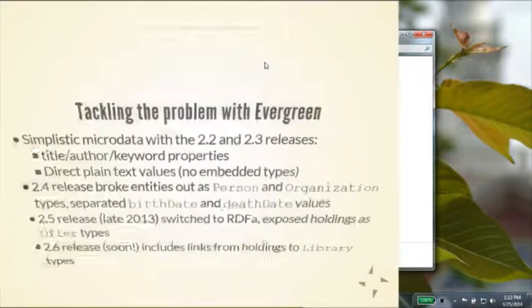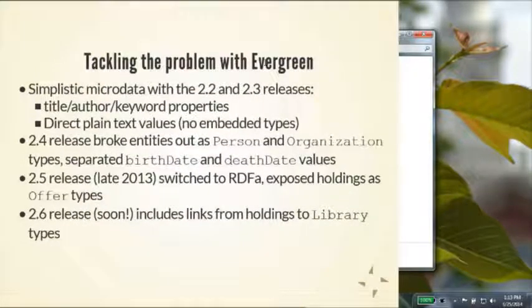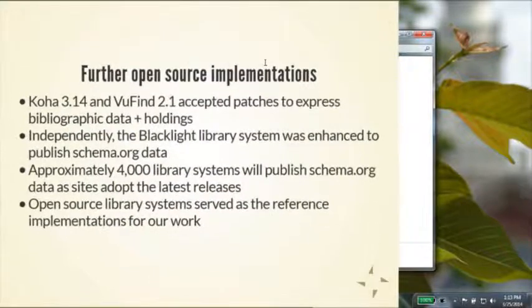So what have we done? With Evergreen, we actually have links from holdings to the library types coming out in 2.6. Koha and VuFind 2.1 already are publishing bibliographic data and holdings. Blacklight has added schema.org support as well. We've got about 4,000 library systems that are going to be publishing schema.org data by default as they upgrade and adopt this technology. And open source library systems were the reference implementations for our work.